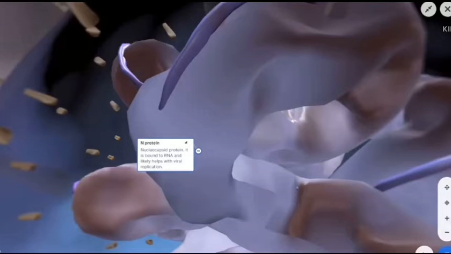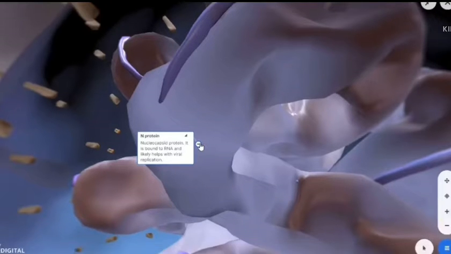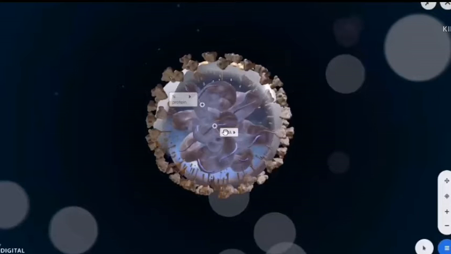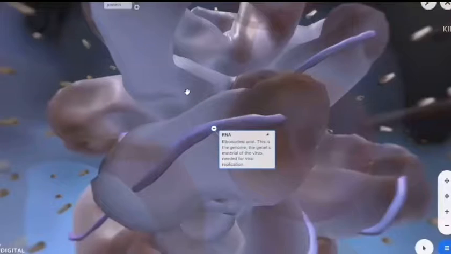The N protein appears to be multifunctional in particular. It essentially inhibits a lot of host cell defense mechanisms and assists the viral RNA in replicating itself and therefore creating new particles. So let's move on to the RNA, which is inside the nucleocapsid protein.